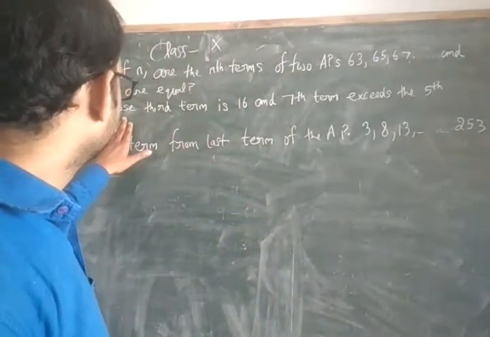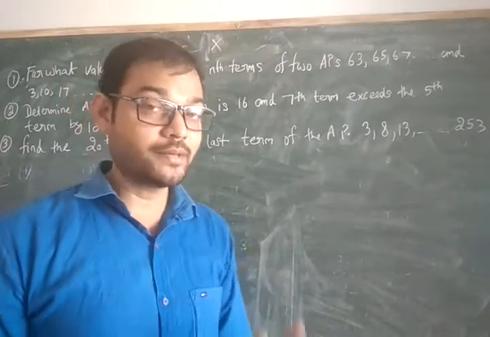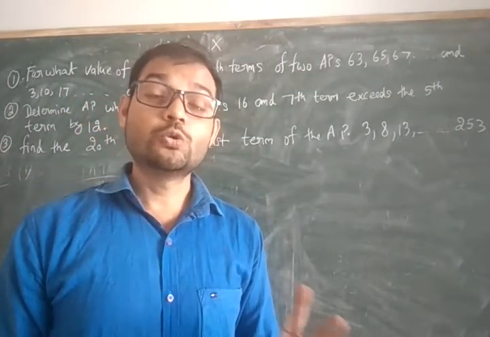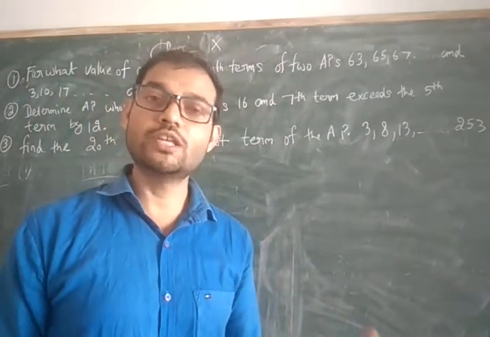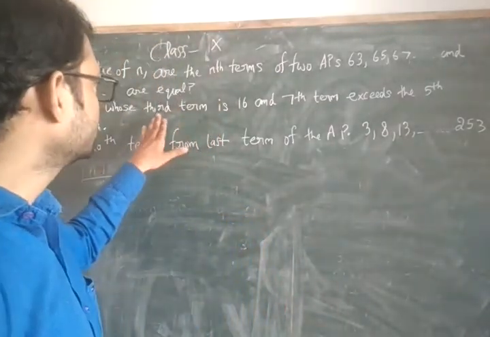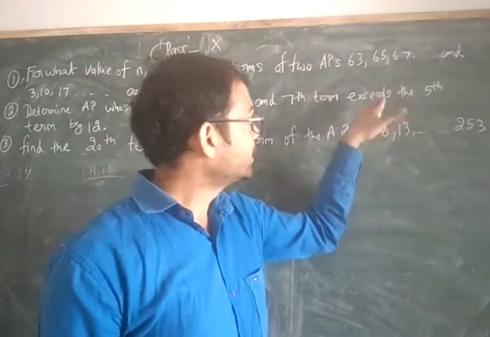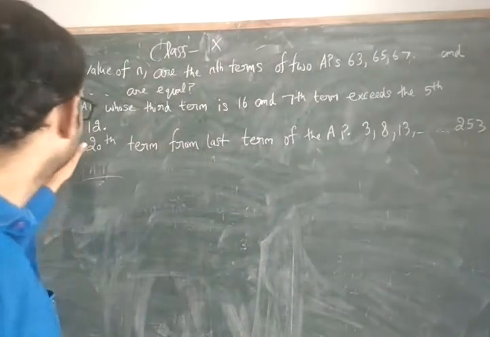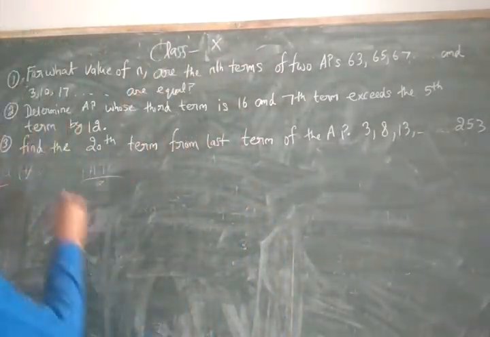सो आपको एक थर्ड टर्म गिवन है, जैसे कि मैंने आपसे बोला भी था कि हमें कोई दो स्पेसिफिक टर्म्स गिवन होंगी, उससे हम अपने फर्स्ट टर्म और D को फाइंड आउट करेंगे. So the third term is 16 and the seventh term exceeds the fifth term by 12. So let's start.